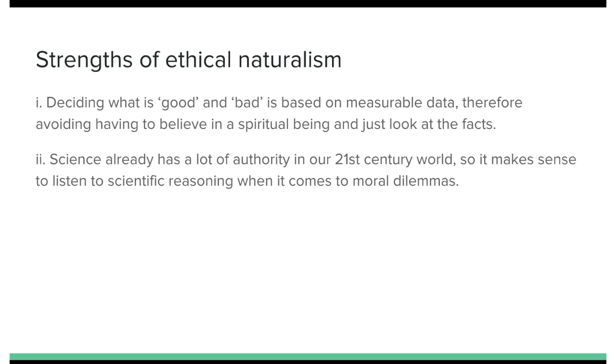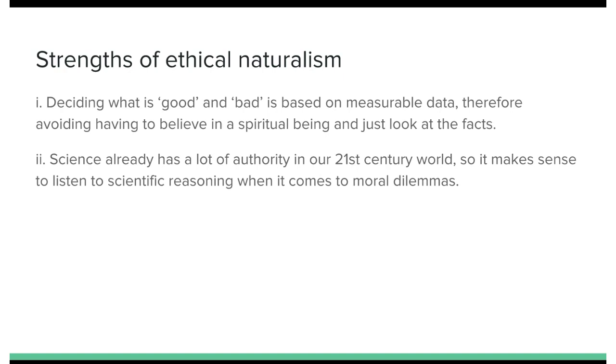So a strength of ethical naturalism is that using it to decide what is good and bad is based on measurable data, just like I showed you in the previous slide, and therefore you avoid having to believe in some kind of spiritual being, and you are just looking at the facts of the matter.